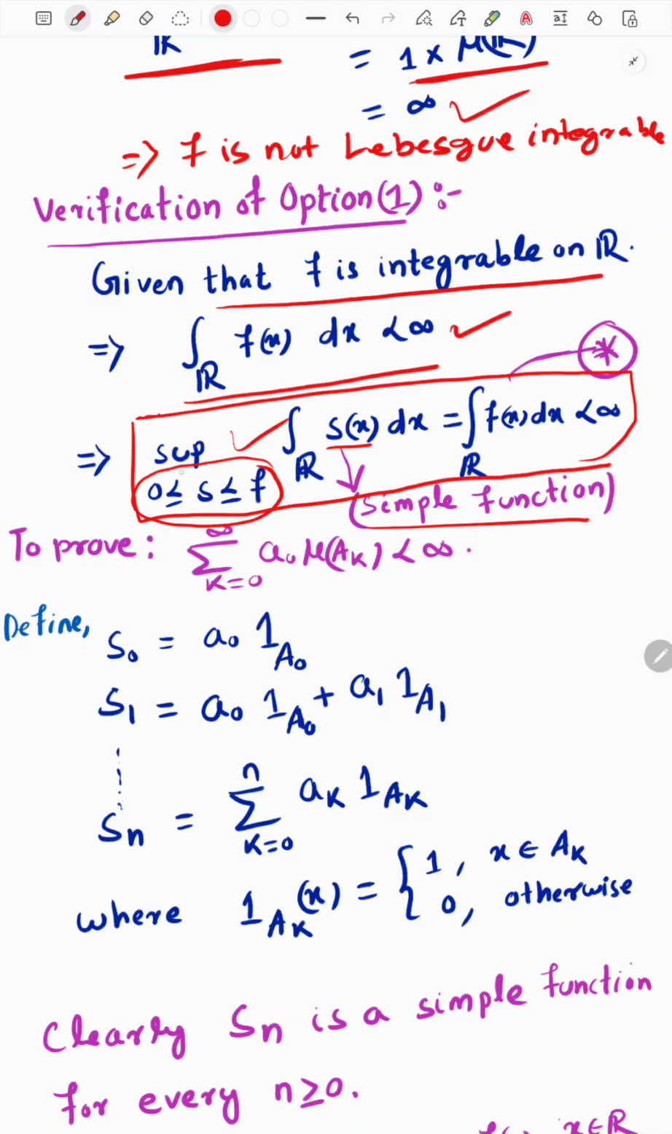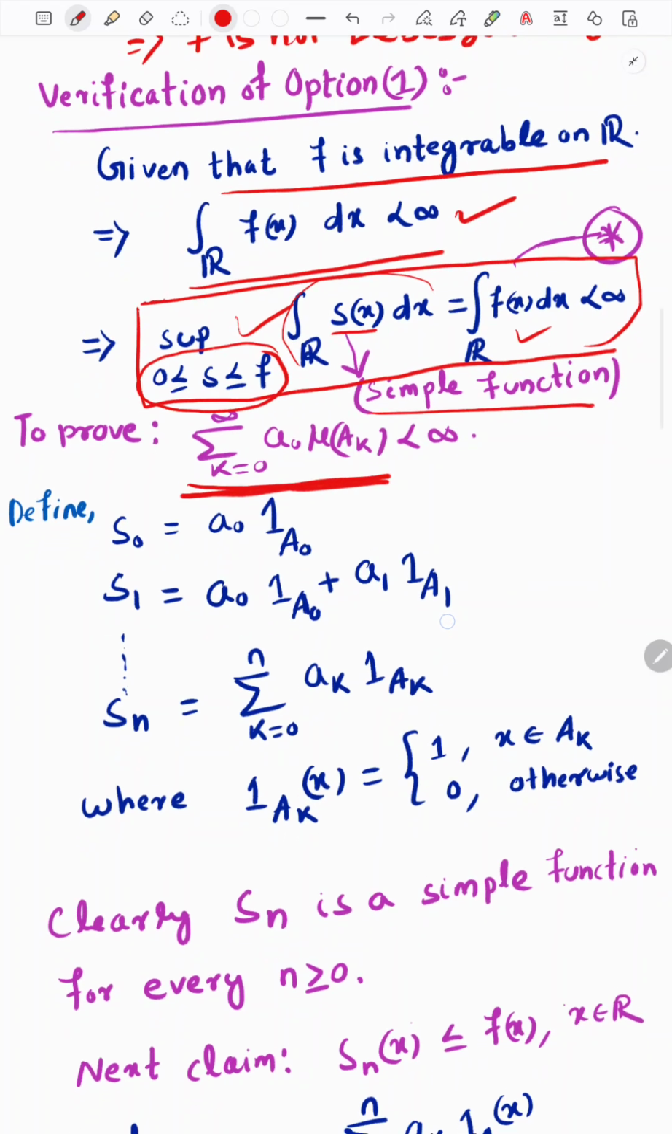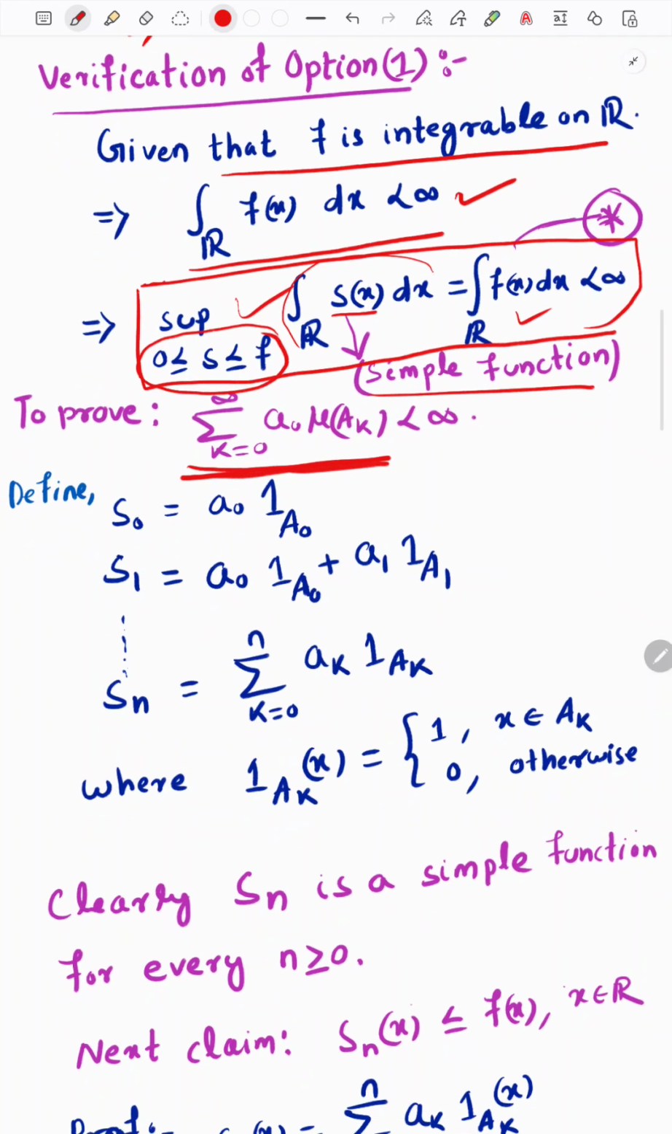Then you take the supremum of all these simple functions of this type of integral, and then you can find this integral value of f. Okay, so this thing is given to you, but our target is to prove that this series is a finite quantity. How can you show this?